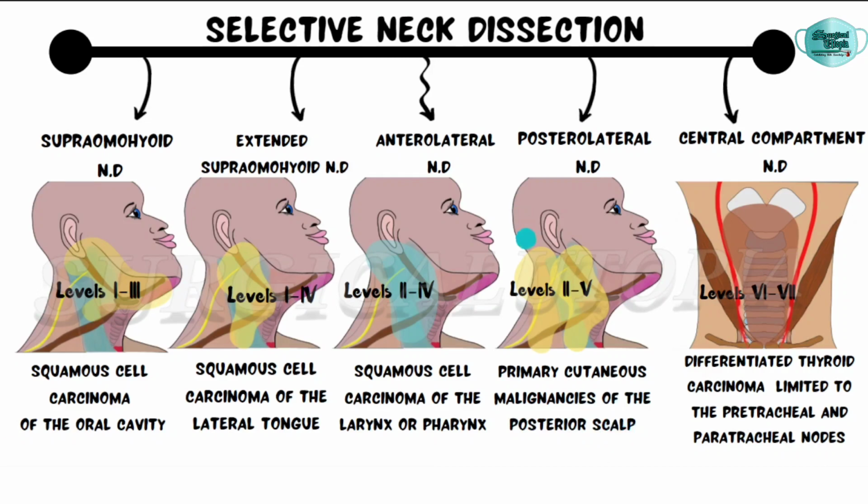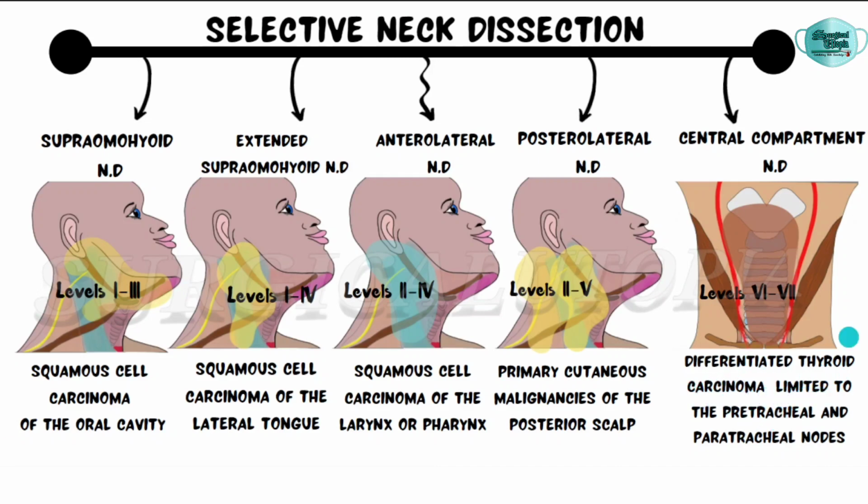So if there is melanoma and squamous cell carcinoma of the posterior scalp, posterolateral neck dissection is recommended in N0 neck disease. The fifth type of selective neck dissection is the central compartment neck dissection. In this, the lymph nodes at level 6 in the prelaryngeal, pretracheal, and paratracheal regions are removed. So, the central compartment neck dissection is indicated in cases where there is differentiated thyroid carcinoma.